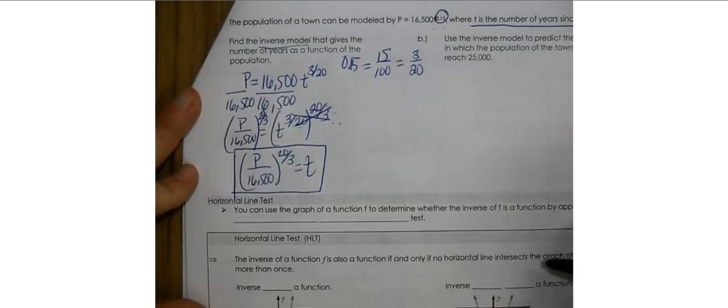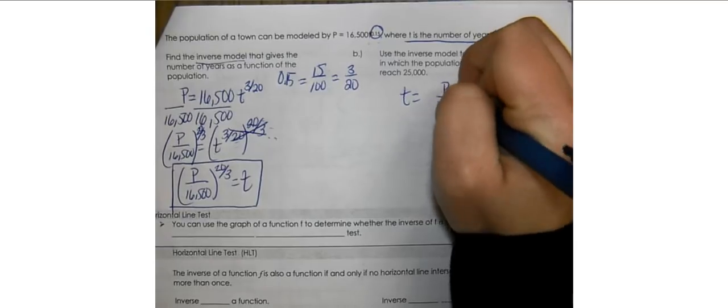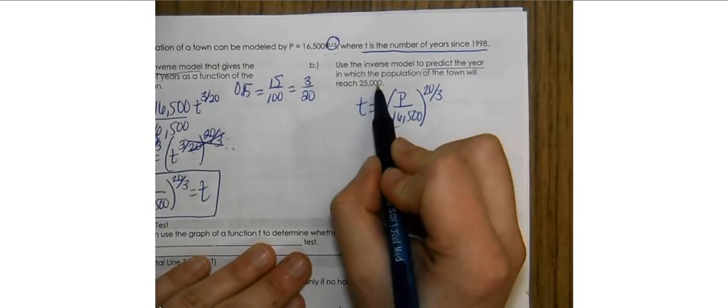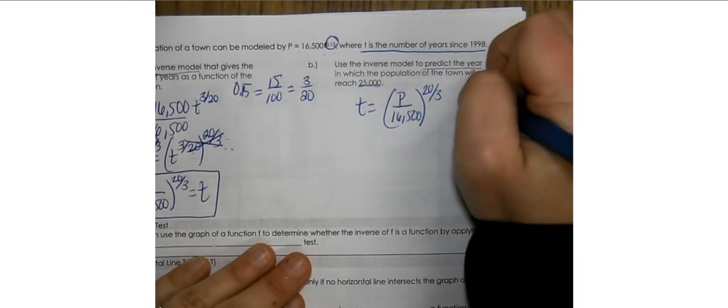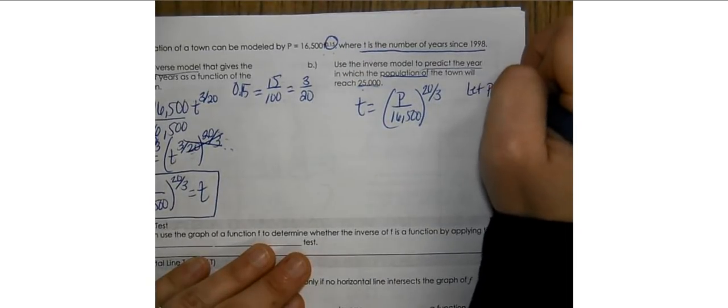So now we're going to use this inverse function of T is equal to P divided by 16,500 raised to the 20/3 power. And we're going to use this model to predict the year in which the population of the town will reach 25,000. So that means that if we have the population equaling 25,000, we're going to let P equal 25,000.